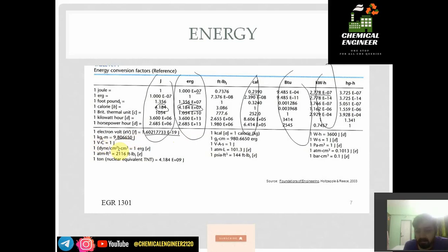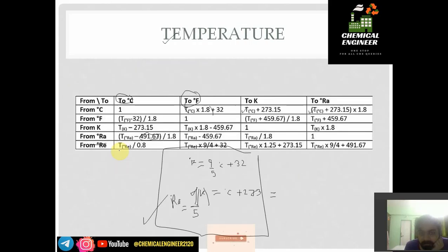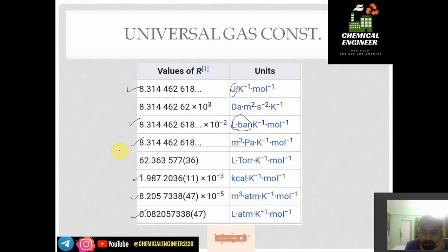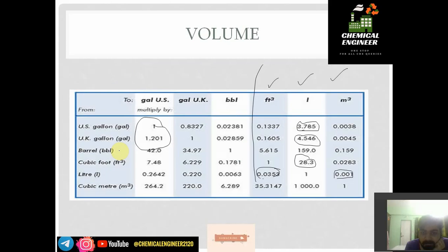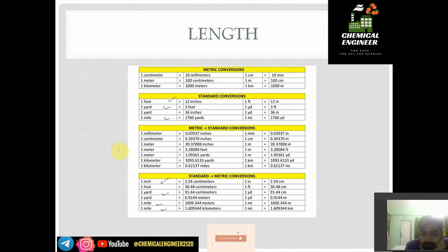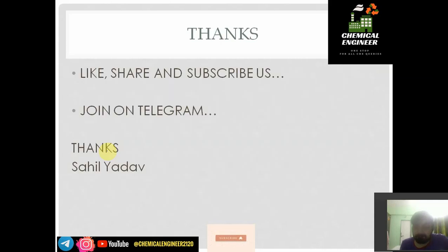You can screenshot all the tables. Let me show from the beginning. Screenshot this, stop the video, screenshot this as well, this as well, this as well. Stop the video at each interval and take the screenshot. 1 dyne is 10 raised to minus 5 newtons. Okay, so this is it.